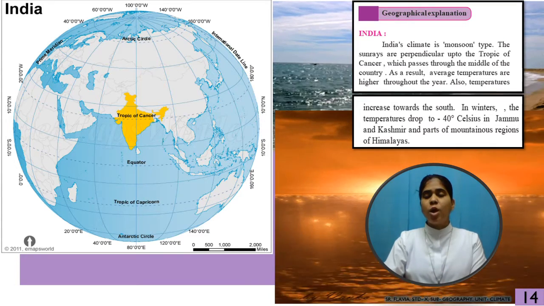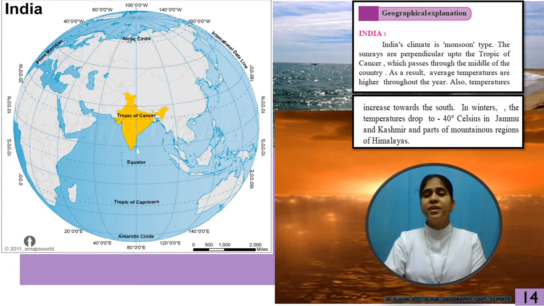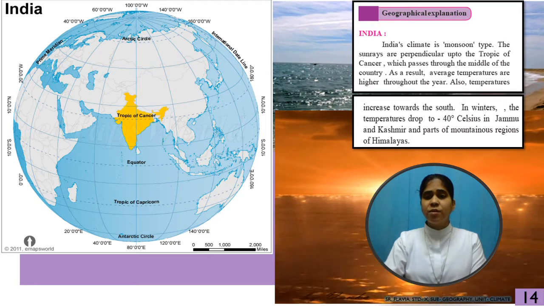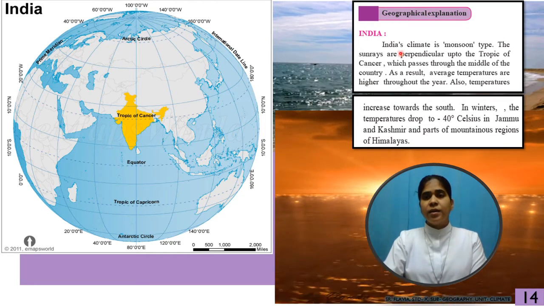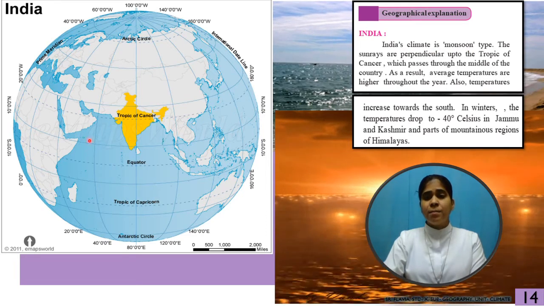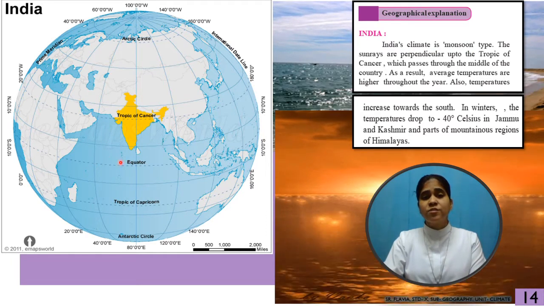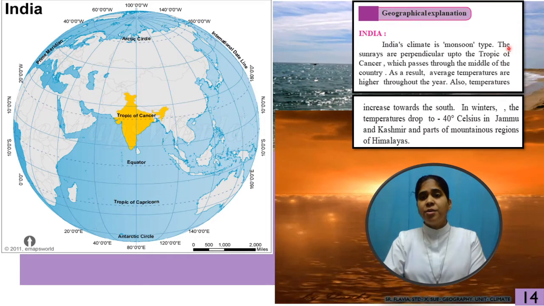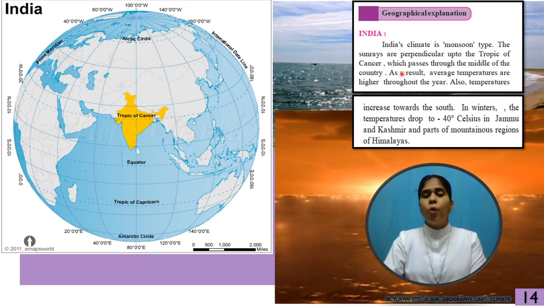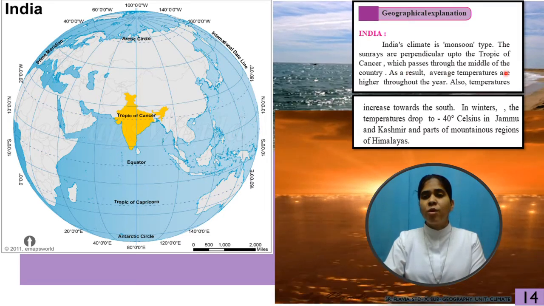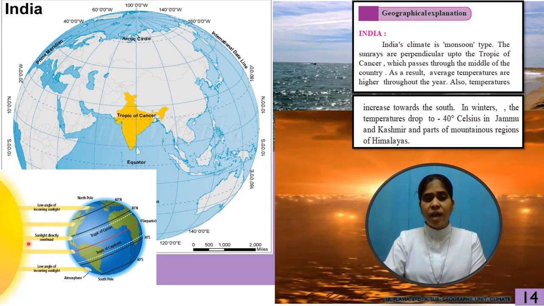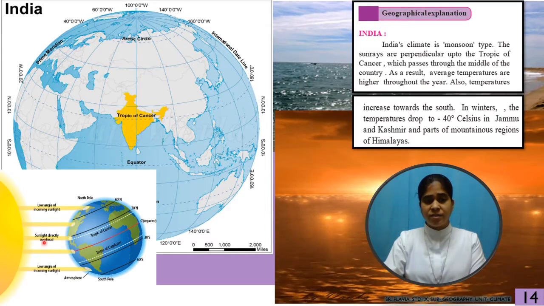Students, we shall now focus on the geographical explanation on the climatic conditions of India. India's climate is monsoon type. That means India basically gets lots of rain. The sun rays are perpendicular up to the Tropic of Cancer, which passes through the middle of the country. You can look over here. The rays of the sun are perpendicular, straight.